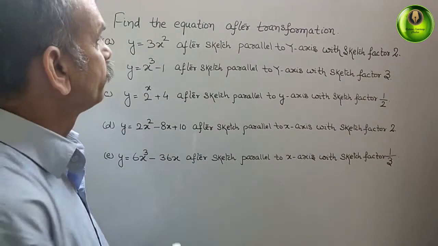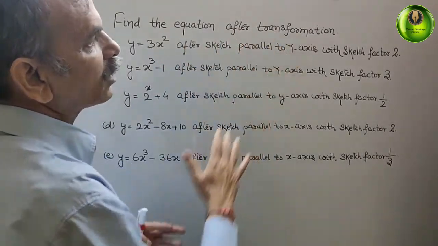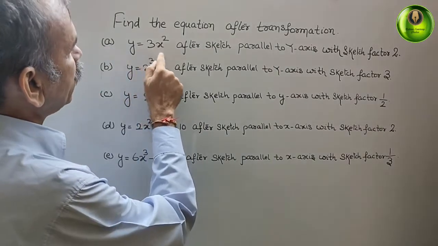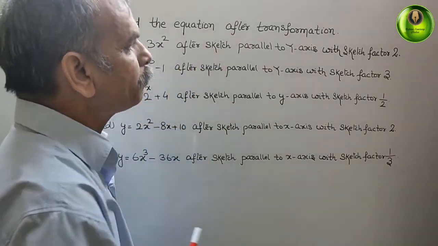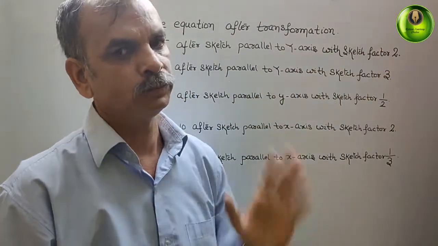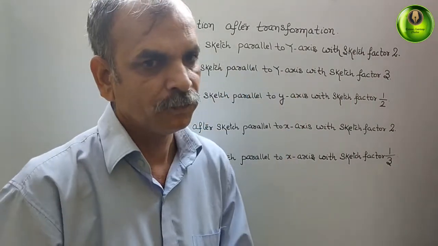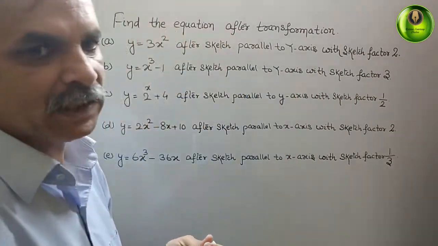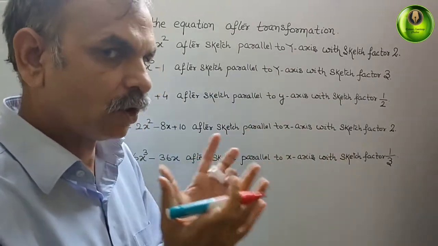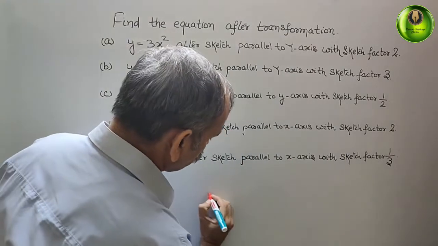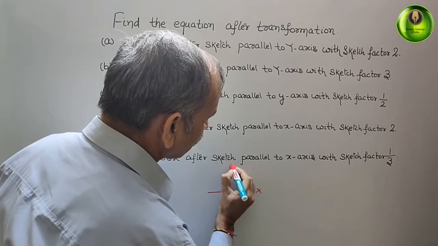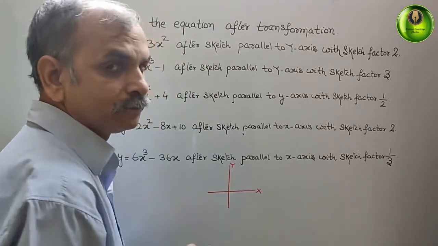Your question is to find the equation after transformation. What they have given is y is equal to 3x square after stretch parallel to y axis with stretch factor 2. Just understand all these things, how it will be. So you can see we have two axes, that is x and y axis in your coordinates. So suppose this is your coordinate. This is your x axis and this is your y axis.